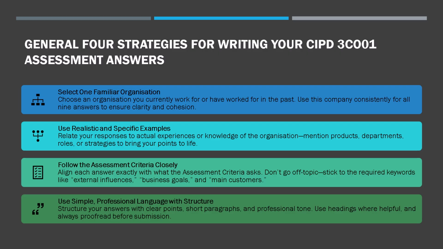Use specific examples like a particular department, a key customer segment, or a recent strategy shift to make your answers practical and credible. Always refer back to the assessment criteria to ensure you're addressing the exact requirement. For example, if the question asks about external influences, don't drift into internal processes. Keep your language clear and professional, using short, focused paragraphs.